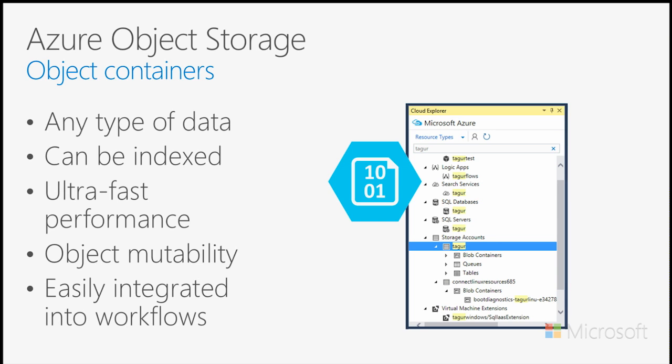A lot of people are sort of blown away by this. And then number 3 is what you mentioned. They're ultra fast performance. Object mutability, that's kind of a fancy way of saying we can change this in place. It's not that big of a deal. We can change it and create new versions of it. And the one that I love that we're going to demonstrate in a little bit is easily integrated into workflows.